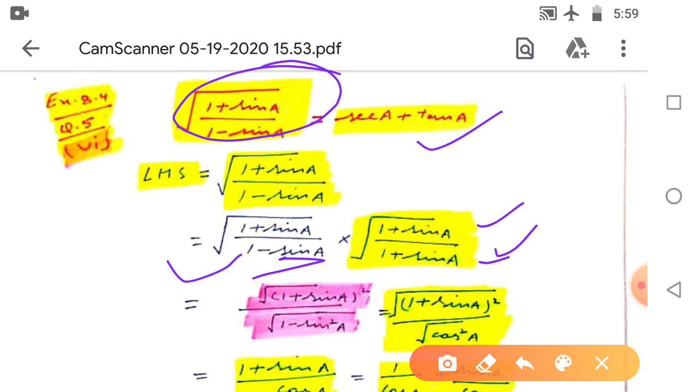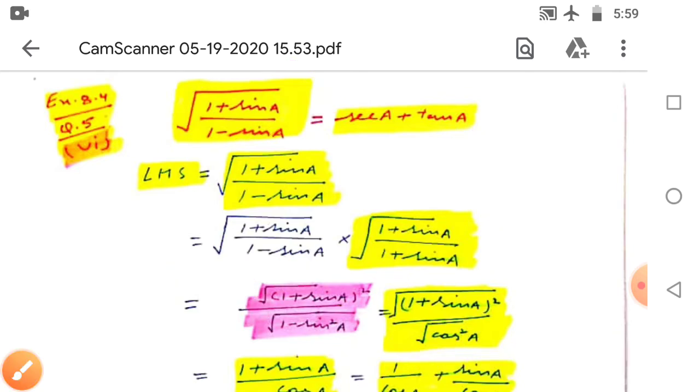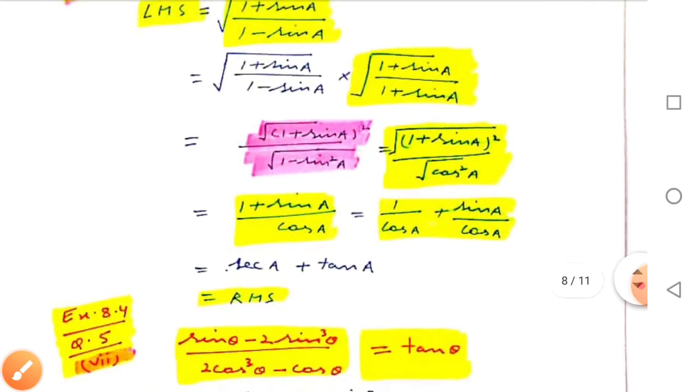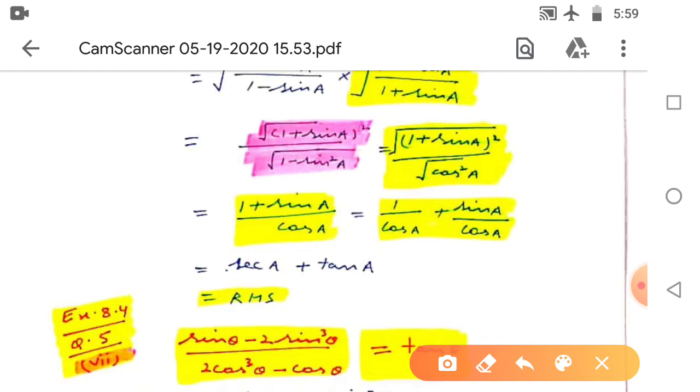We have to multiply the numerator and denominator by under root 1 plus sin A. Clear? So when you multiply, it becomes (under root 1 plus sin A) whole square upon under root of 1 minus sin square A. Clear? And 1 minus sin square A is cos square A. We know that cos square theta plus sin square theta is 1, so 1 minus sin square theta is equal to cos square theta. So here we write under root cos square A. Now the under root cancels with the square, and this is gone. So 1 plus sin A upon cos A.